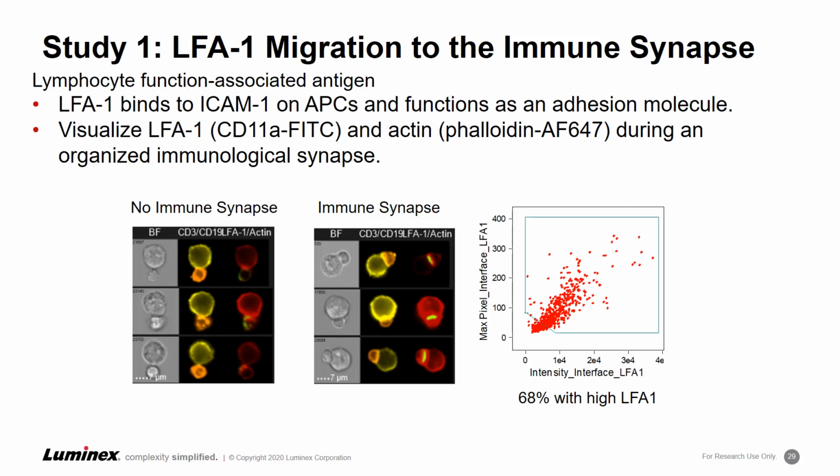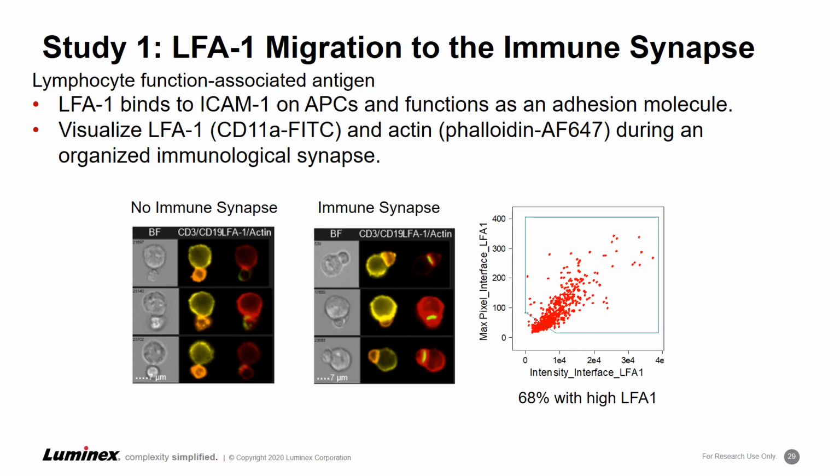And you can see in the cells with an immune synapse that we have a band of red, and that's the actin. And inside that red band is a green band, and that's the LFA1. And if we look at the no immune synapse cells, you can see we don't have those two bands showing up like they do in the immune synapse one.